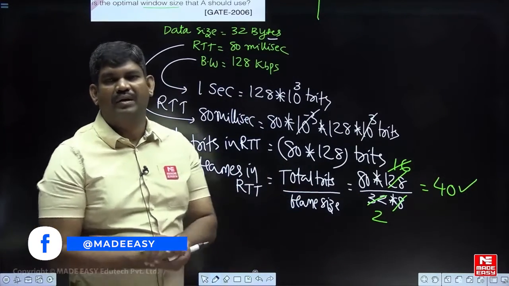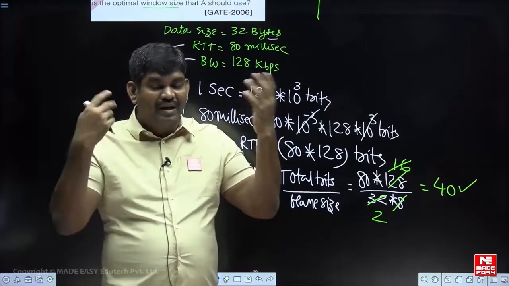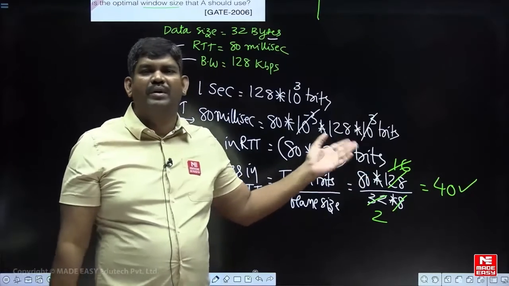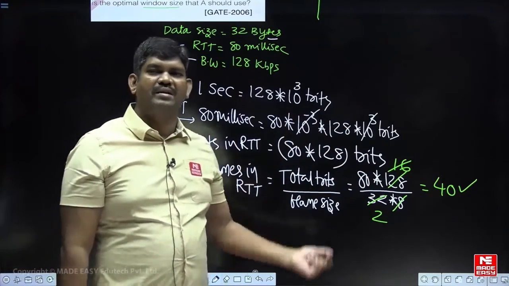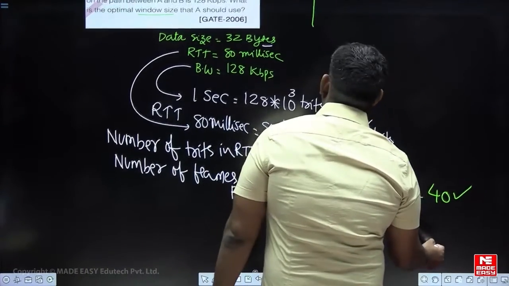The answer is 40. But if they ask a question about the number of sequence numbers, it is very simple. 40 is not a power of 2, so take the next power of 2 and design. But as per this problem, 40 is the answer. This is how you have to analyze.